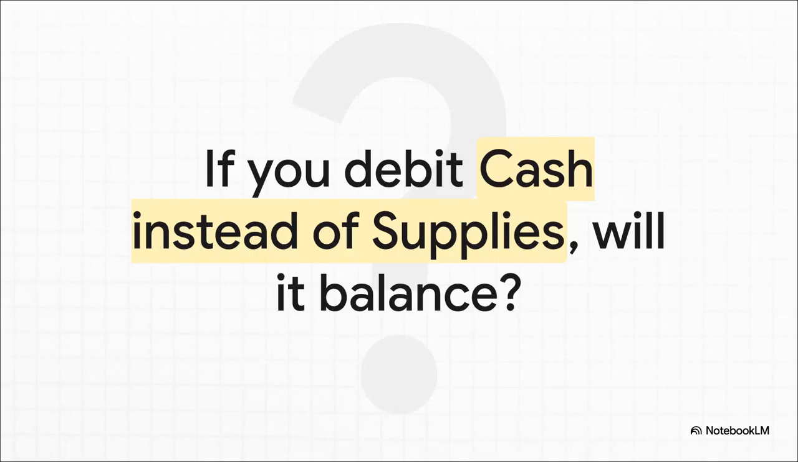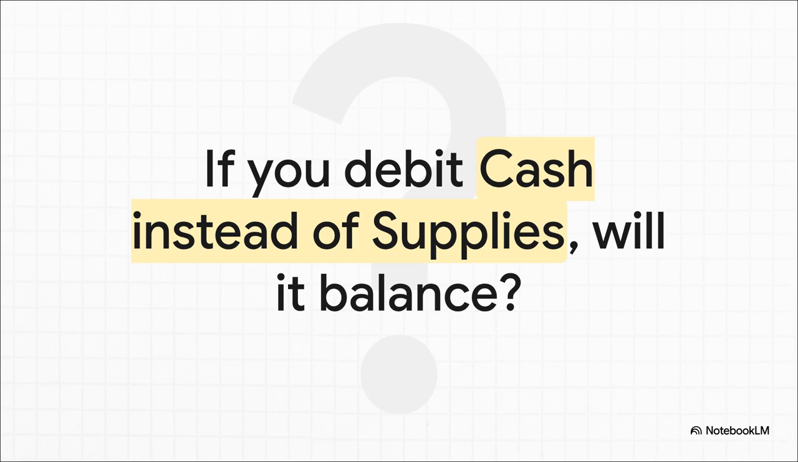Okay, let's do a quick active recall check to test your analytical reflexes. Really think about this for a second. If you record a debit to cash instead of supplies, will the trial balance still foot? The answer is yes, absolutely. If you use the completely wrong account, but you keep the numerical amount the same and drop it in the debit column, the trial balance won't know the difference. It'll balance perfectly.